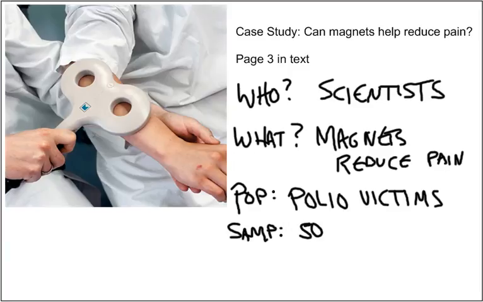Okay, so we got 50, and so what we're thinking is if we try this treatment on 50, that it'll probably affect the others in the population the same way that it will affect these 50. Now, again, polio is a problem from our past, but it still exists in other parts of the world.